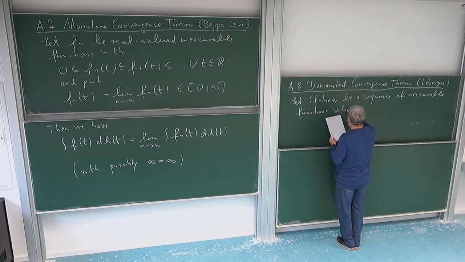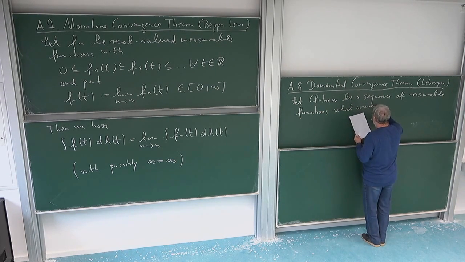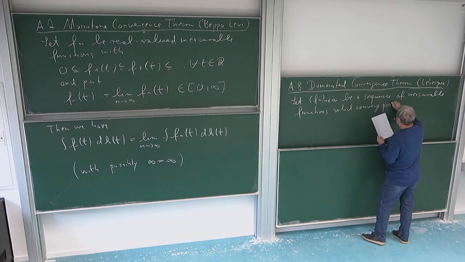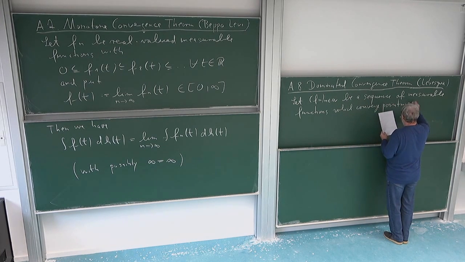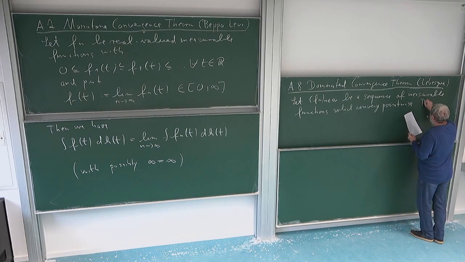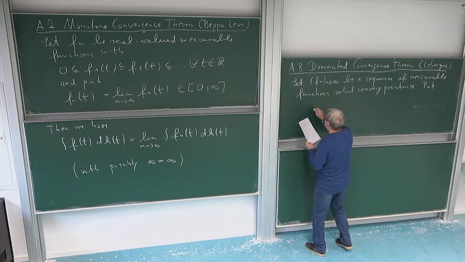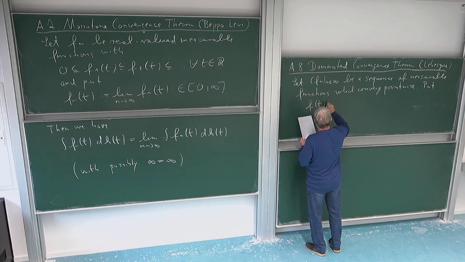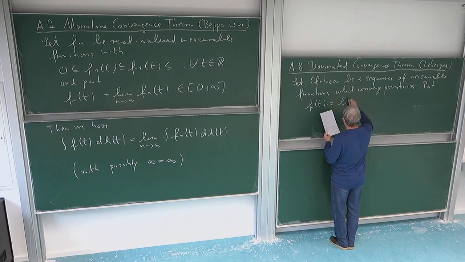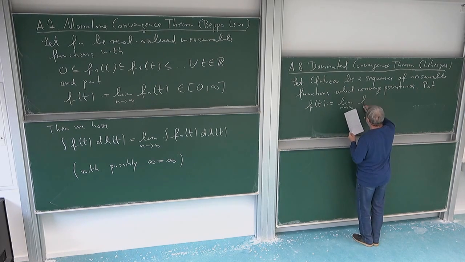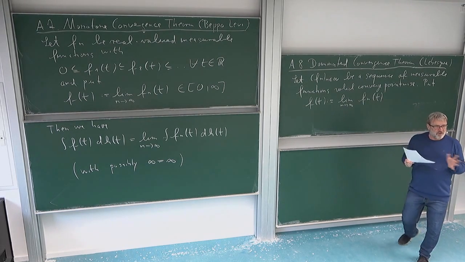So which converge pointwise. Good. Okay, so let us give a name to this pointwise limit. Of course, we call it f of t. So f of t is the limit, n going to infinity, of fn of t. And now we should talk about the integrals.